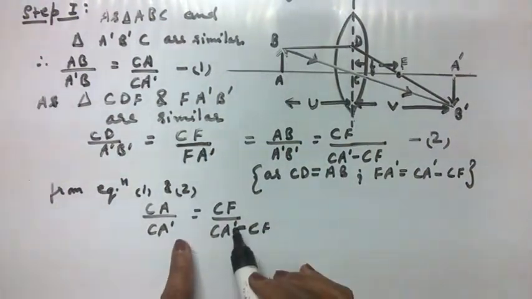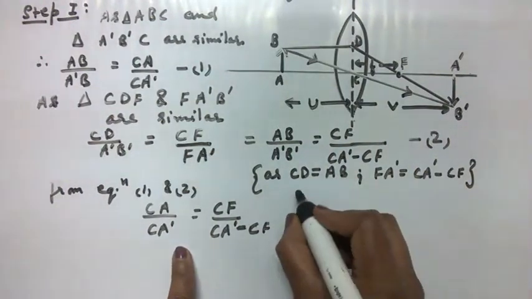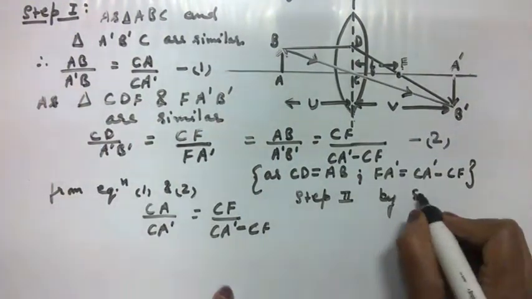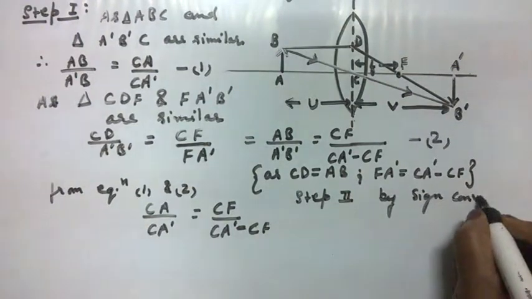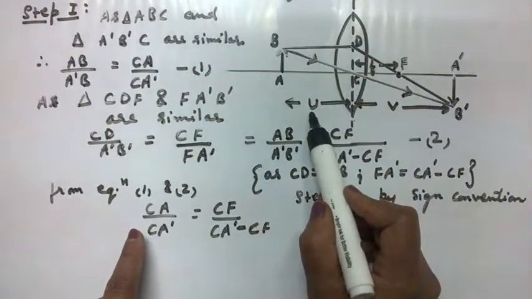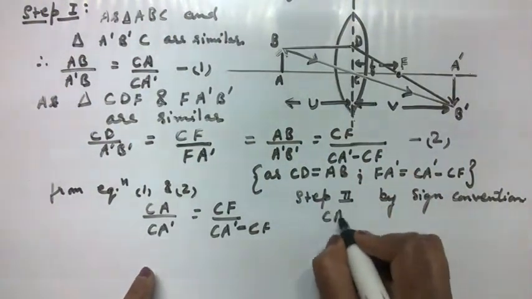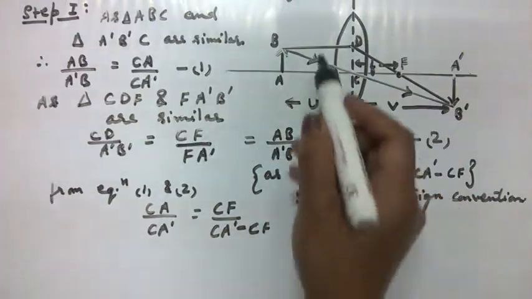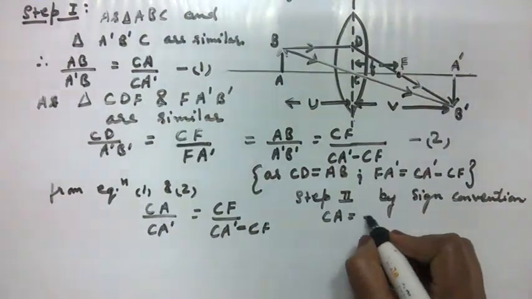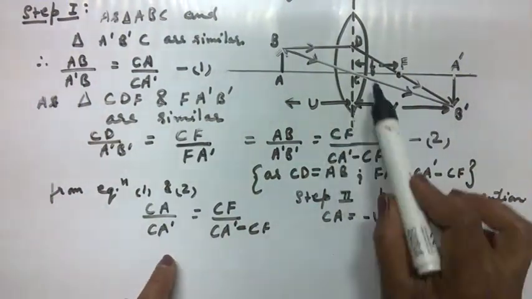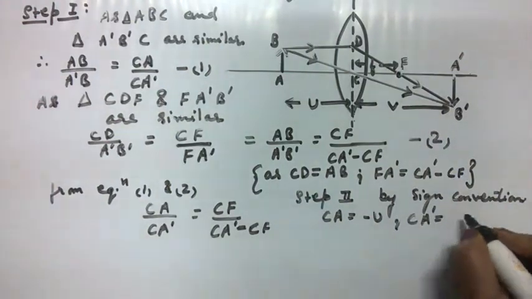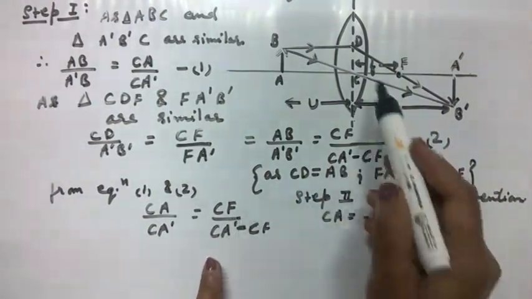Now our second step is to apply the sign convention. By sign convention, here we can see that CA is negative u, as its direction is opposite to that of the incident ray. Therefore CA is equal to minus u, CA dash is plus v, and CF is plus f.